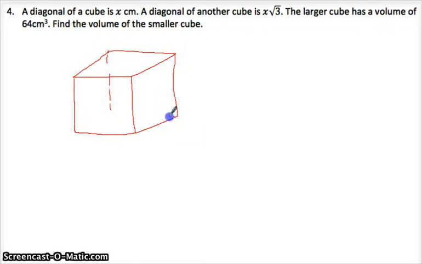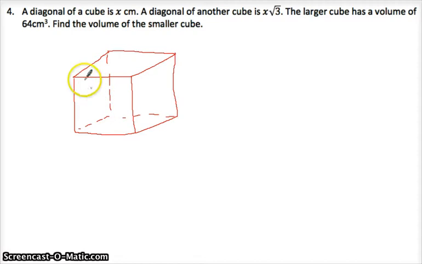Yeah, so a cube looks like this, and by definition, all these sides have to be exactly the same length. Now, I don't know if I need to use x here because it talks about another cube. Oh yeah, I can't call this x, can I? It says the diagonal is x. Well, what do they mean by diagonal?